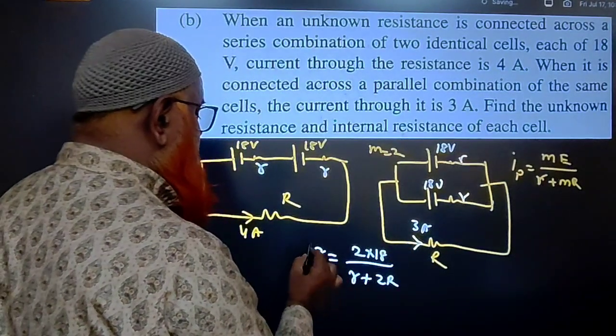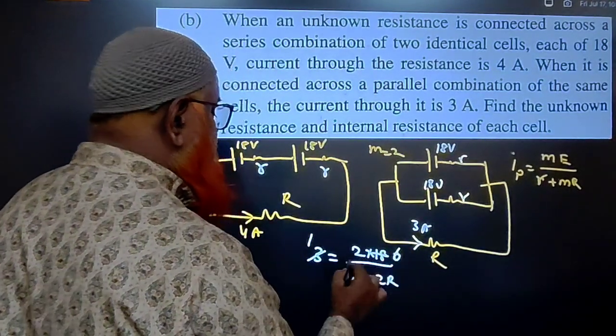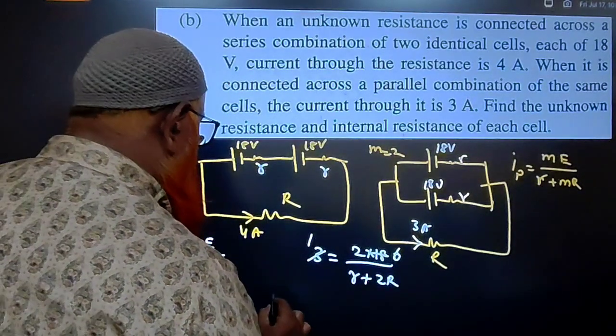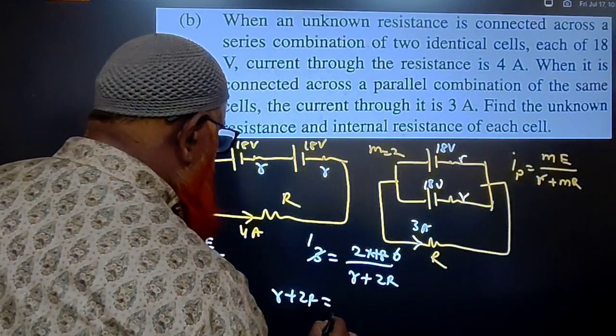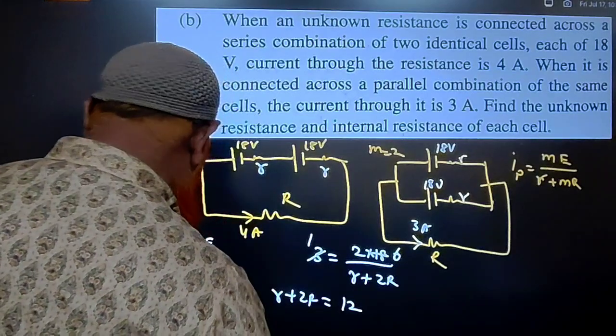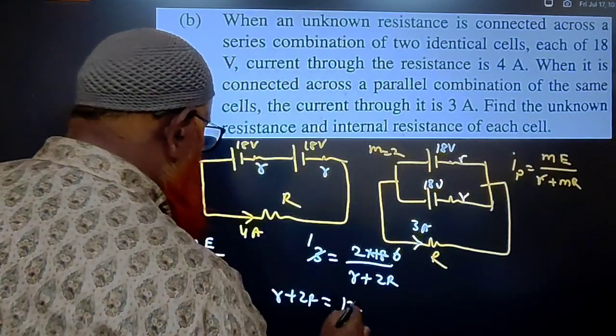So 3 ones are 3, 3 sixes are 18, 6 twos are 12. So how much are you getting? r plus 2R is going to be how much? 12. So this is going to be the second equation. Understood what I am saying?